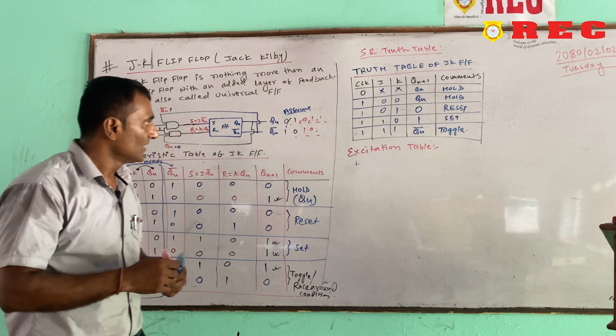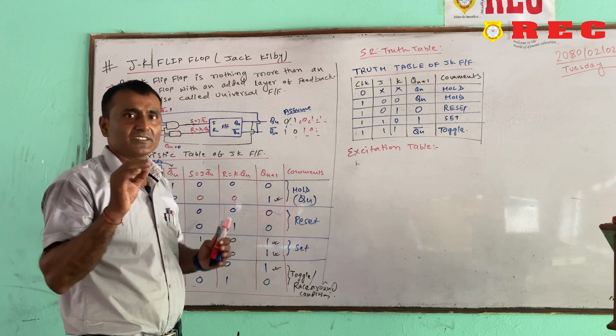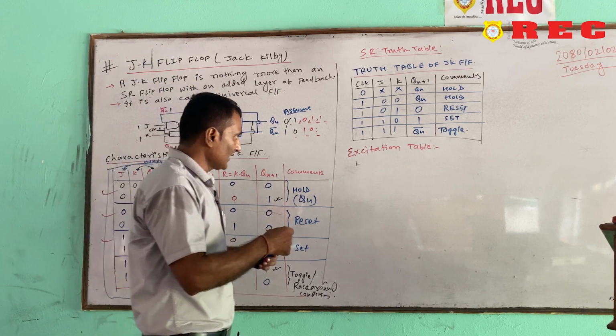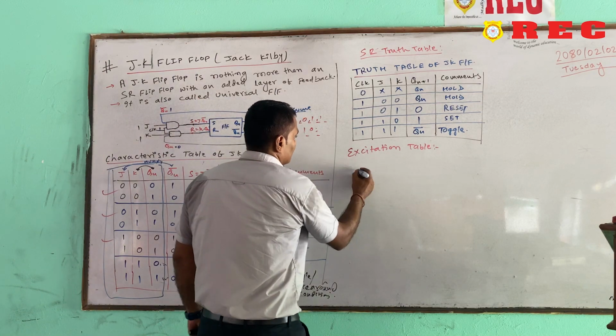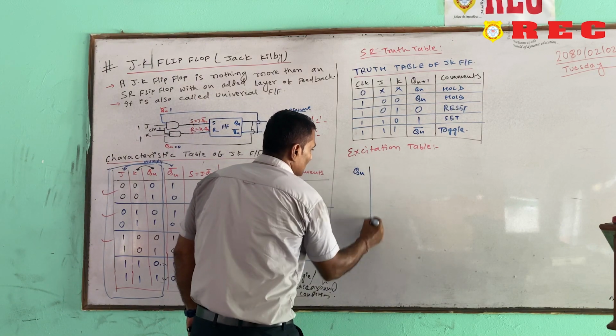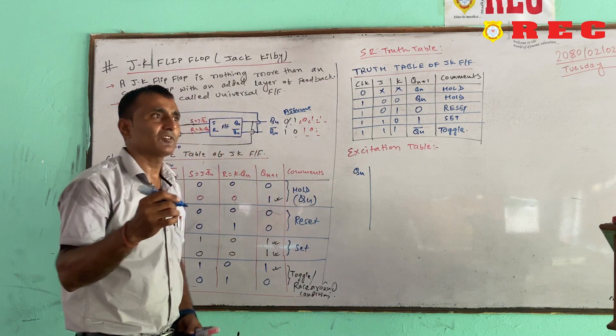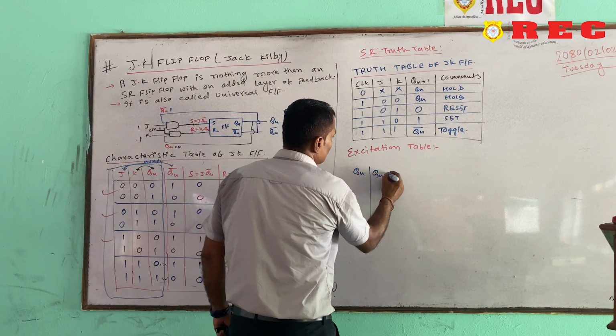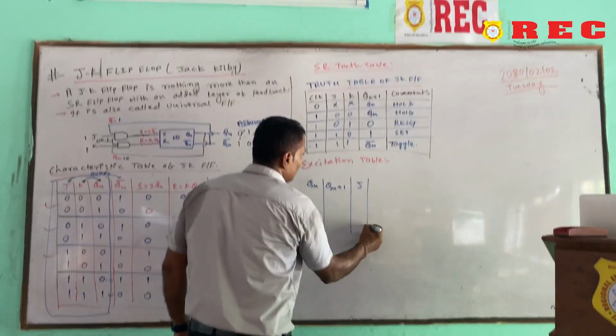Okay, thank you. Let us see the excitation table. What is the excitation table? In the excitation table there are also the Qn. From this table we make the relation from output to input. So, Qn and Qn plus 1. What will be the value of JK?